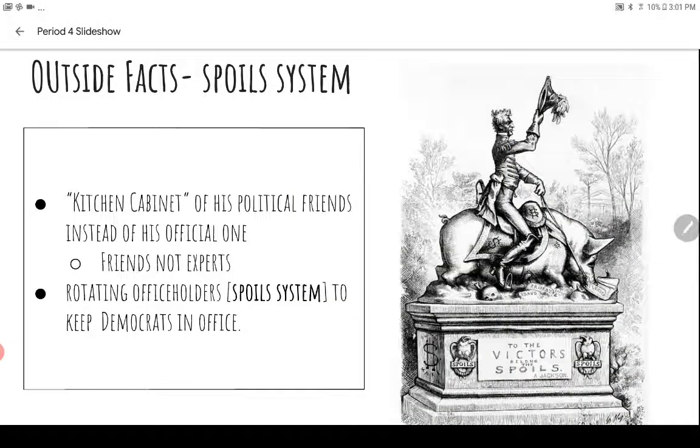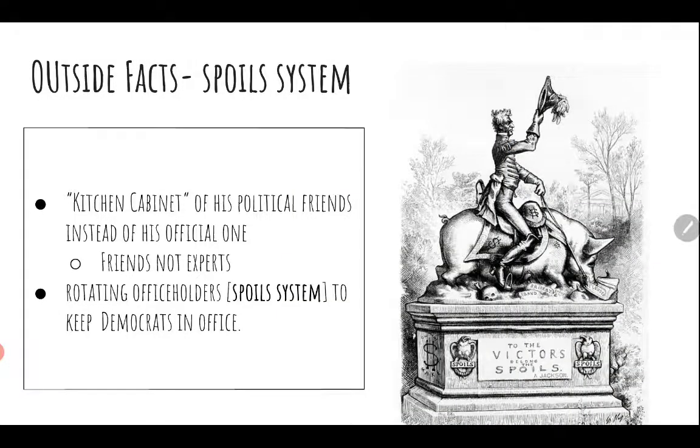So, one of the things that would sound familiar is this idea of a kitchen cabinet. When Jackson comes into Washington, he doesn't feel like he's welcome. He feels like people hate him. He's surrounded by Clay and all these other political elites. And so who he puts into the cabinet are his political friends instead of official ones. So Jackson is the type of guy who would meet with his friends instead of experts, right? And these are the people he's going to listen to.